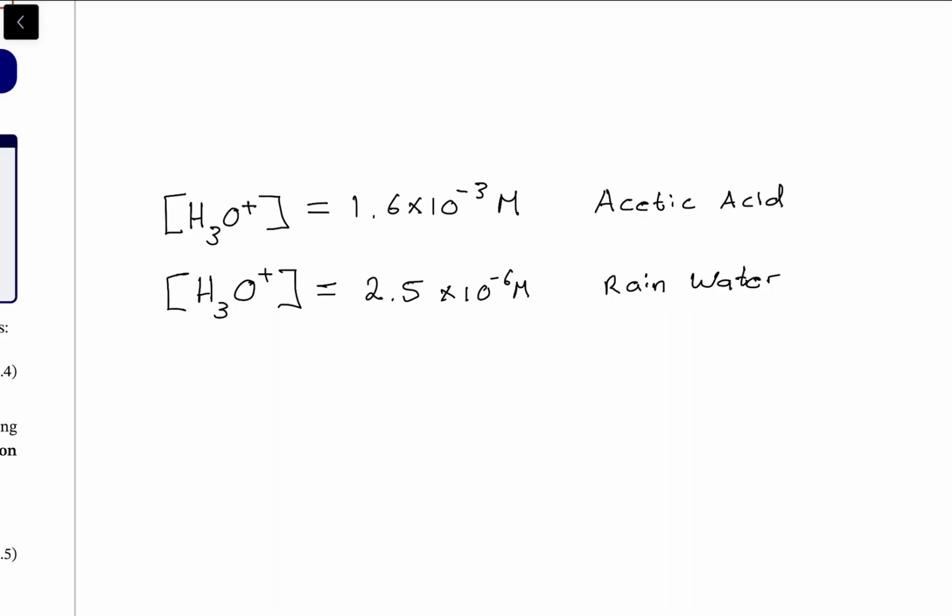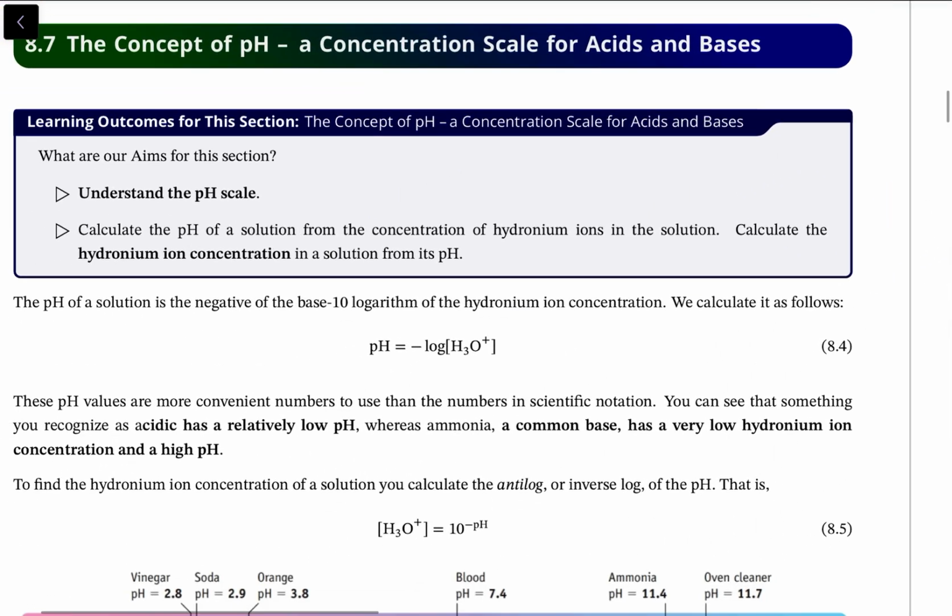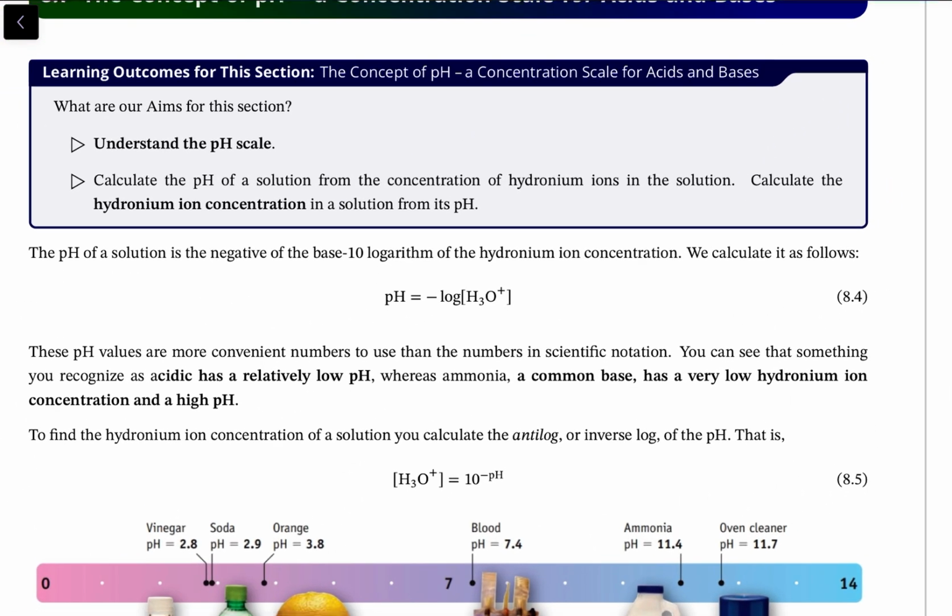It looks nice to write it out in scientific notation, but there's a nice convenient way to express something when you have it in terms of 10 to the power of something. And that is to use what we call a base 10 logarithmic scale, or just a logarithmic scale. So that is where this definition of pH comes in. We call it the negative of the base 10 logarithm of the hydronium ion concentration. We define that as the number pH.